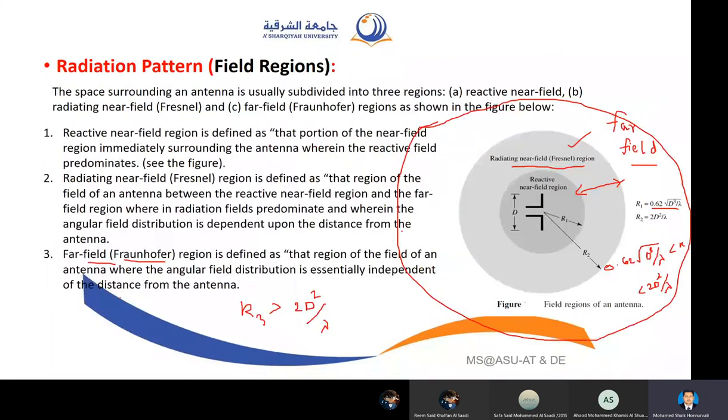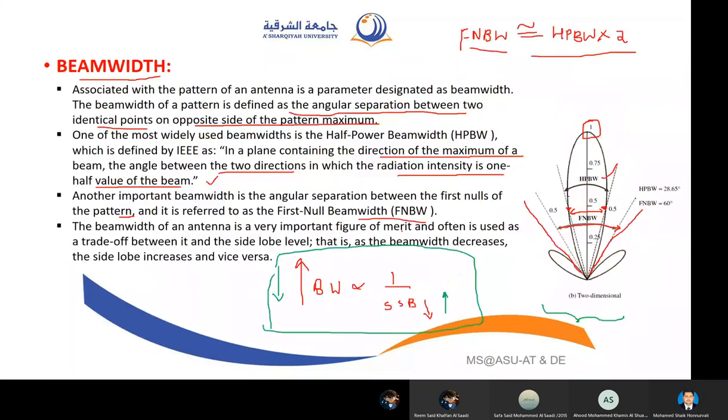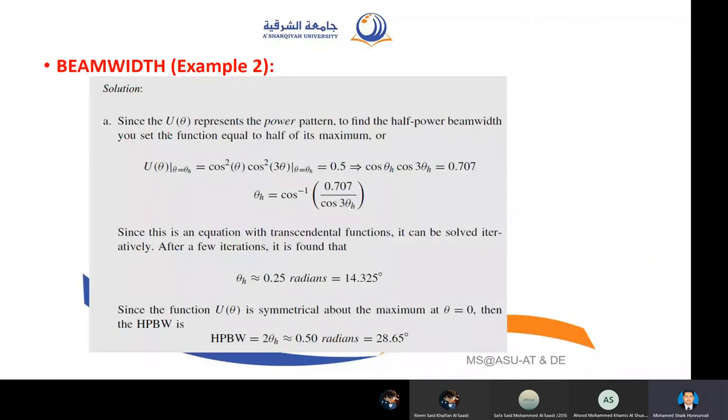So this value should be equal to 0.5. Since you have two angles here, with theta appearing twice, we will find this theta by the iteration method. I will show you what this iteration method is. Please listen carefully. It is better to have a calculator with you now. First of all, let me assume I am calculating at the half power beam width. Let me replace it with theta h. So cos square theta cos square 3 theta is equal to 0.5.